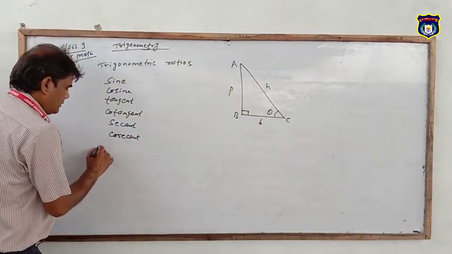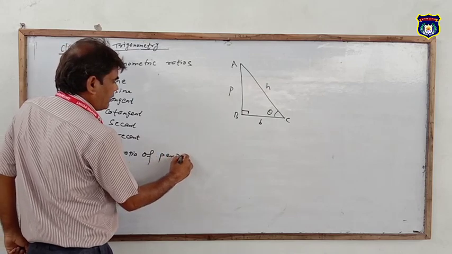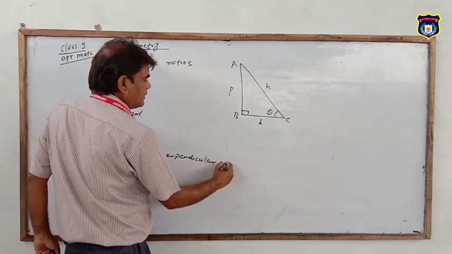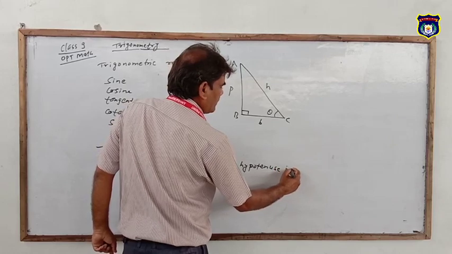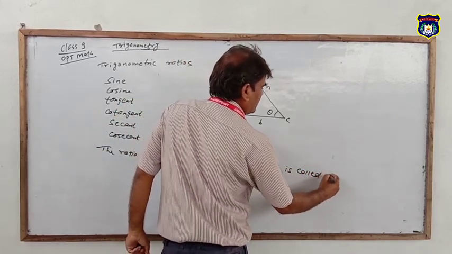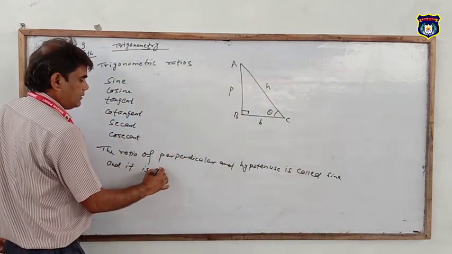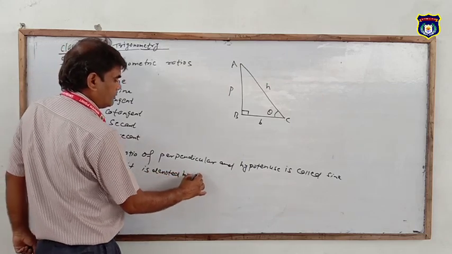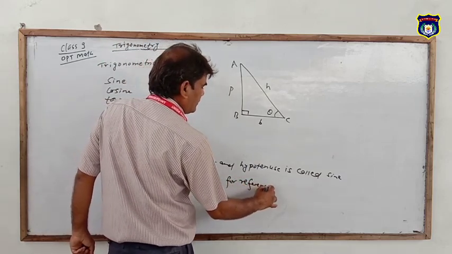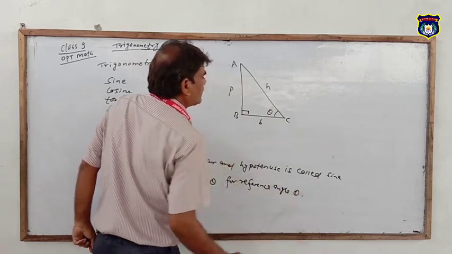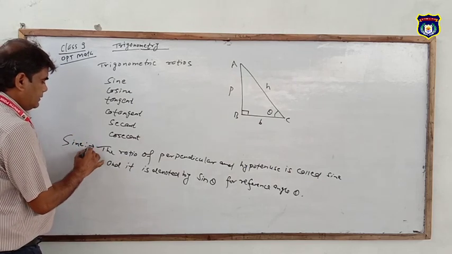The ratio of perpendicular and hypotenuse is called sine, and it is denoted by sin theta for reference angle theta. Similarly, cosine.